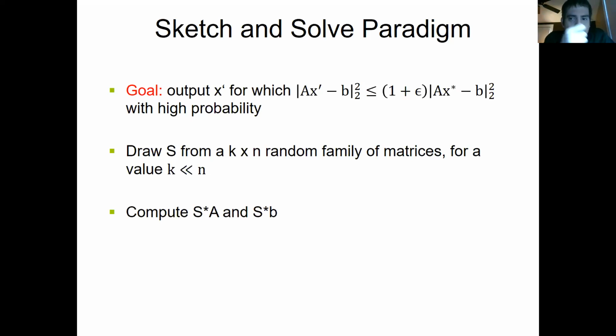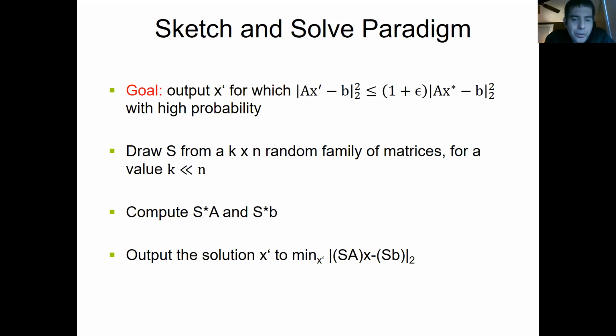And what you do is you compute S times A. When you do this, this takes this tall thin matrix A and squashes it down to roughly a square matrix. Okay, so think of K as being something about D, the smaller dimension. And you also compute S times B, so you squash this n-dimensional vector B down to, again, a k-dimensional vector.